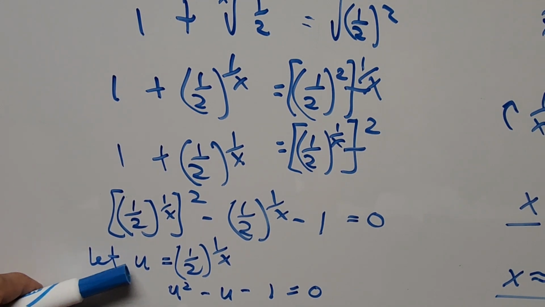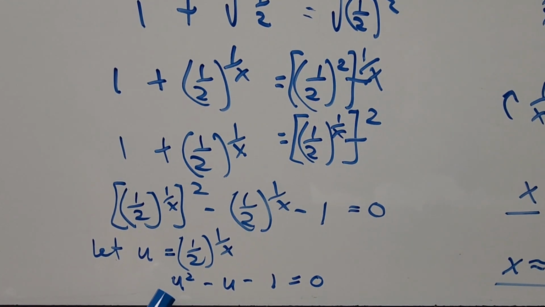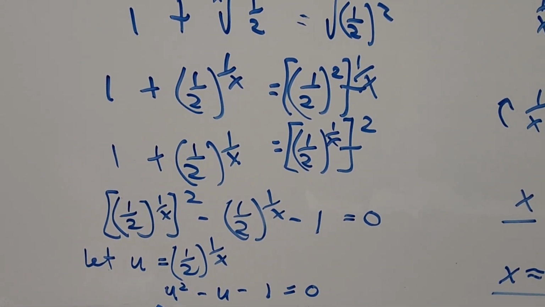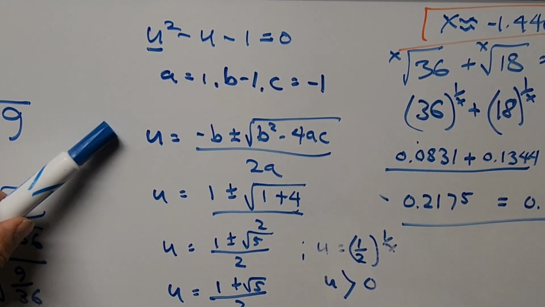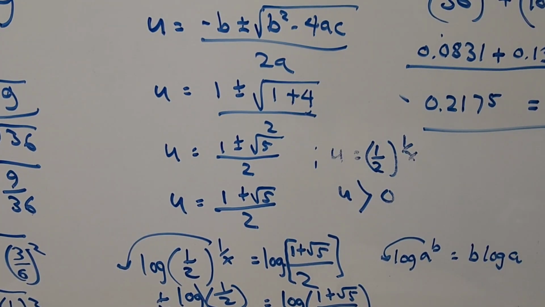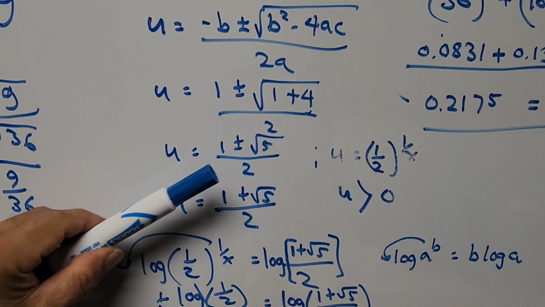For our substituted variable u, our equation becomes a quadratic equation, u squared minus u minus 1 equals 0. And then we proceeded to using the quadratic formula to solve for the value of u. And so here we use the quadratic formula to find the value of u. And since here we found the value of u, there are two of them, positive and negative, the square root of 5, part of the answer.